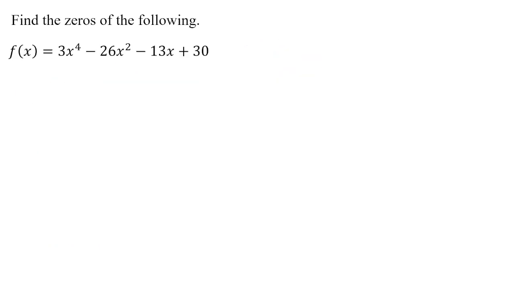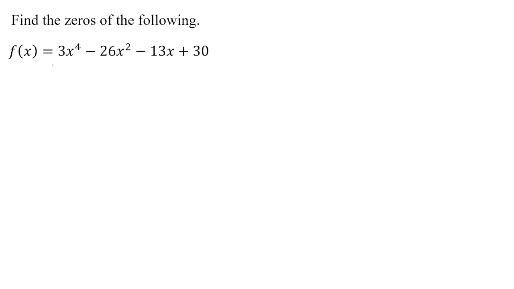Next, you actually find the zeros of the following. We have f of x equals 3x to the 4th minus 26x squared minus 13x plus 30. So the first thing, before we even do that, the degree is 4. Therefore, this is going to have 4 zeros. So what we're going to do is list our possible rational zeros.